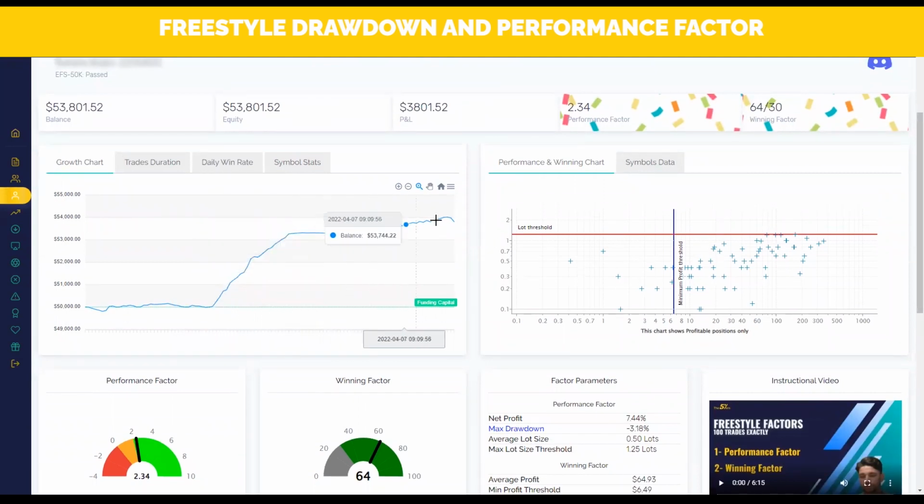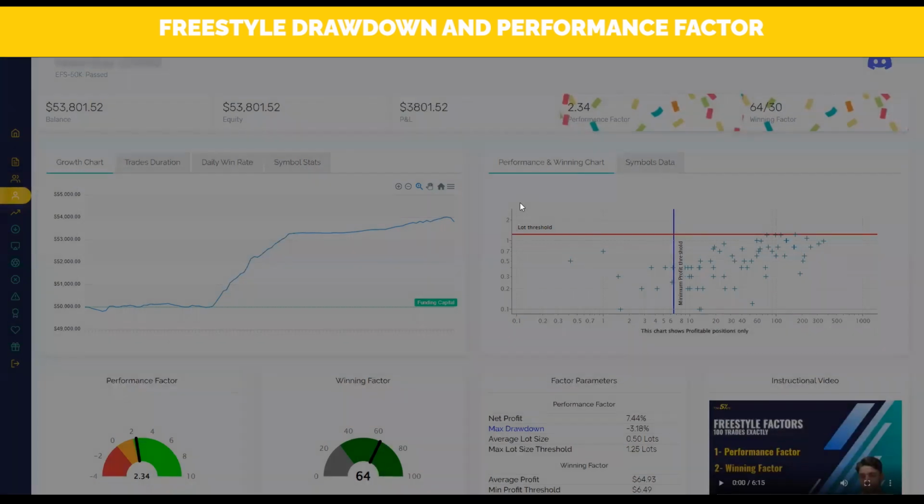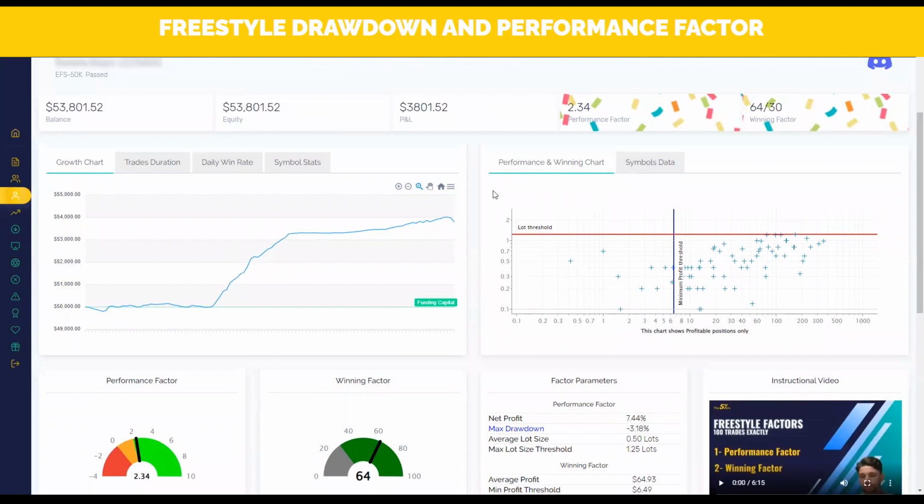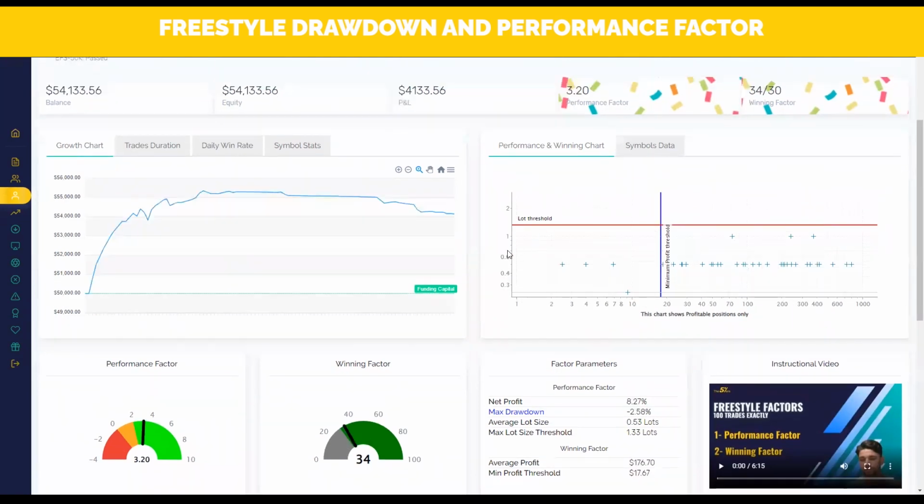And you can see his chart. All of you guys who are in the program, just go to maximum drawdown, and you will understand exactly when your maximum equity drawdown was taken, and how that's calculated. Let's go to some more examples.